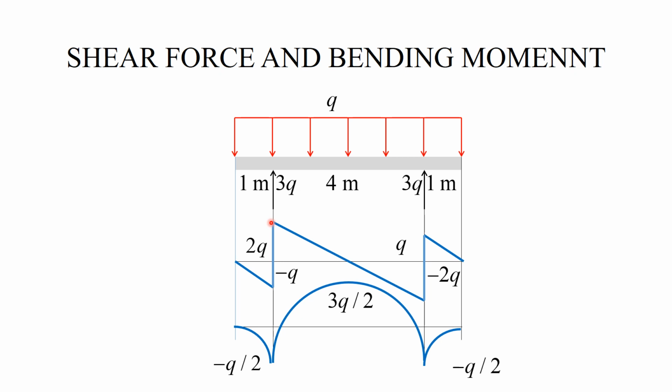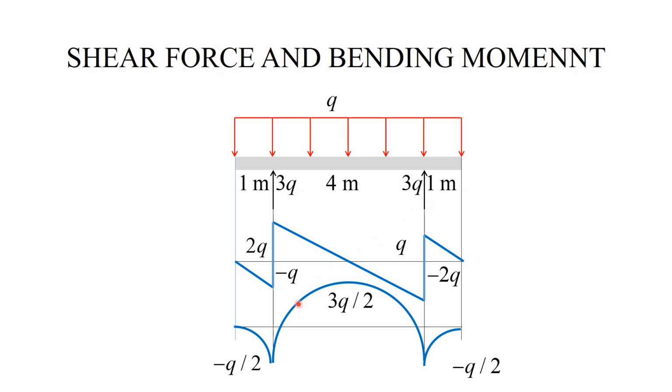Then again, I proceed with the slope of minus Q for 4 meters. That brings me from 2Q to minus 2Q. Again, I have a jump, and again, I move with the slope negative Q, and I arrive at 0, which is consistent with the fact that there is no load applied at the right end of the beam.